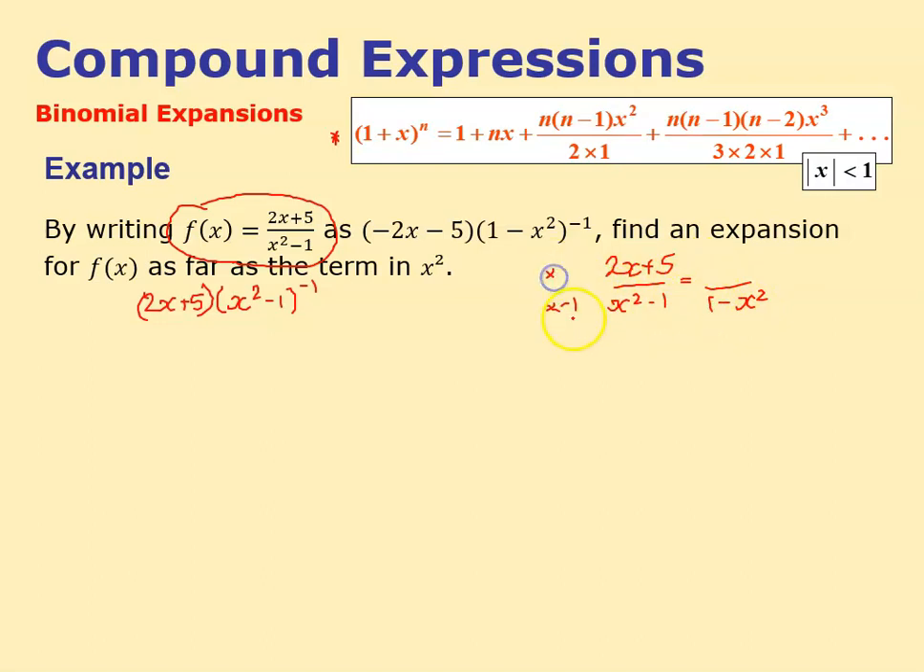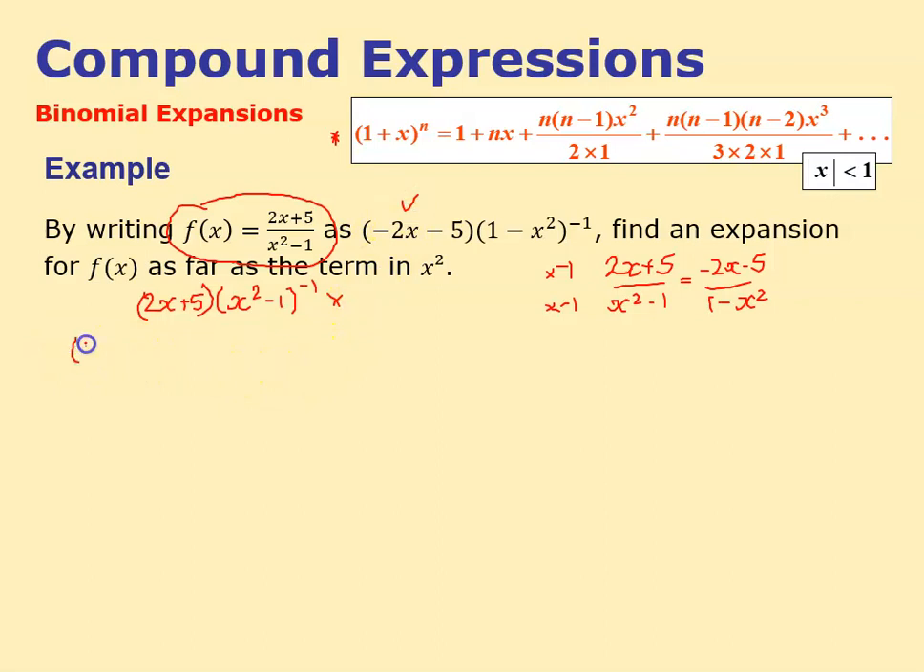But if I'm going to times the bottom by minus 1, I've got to times the top by minus 1, and that's why I get this. That's why it can be written as (−2x − 5)(1 − x²)^(−1). So it's definitely not this way. This is the better way.